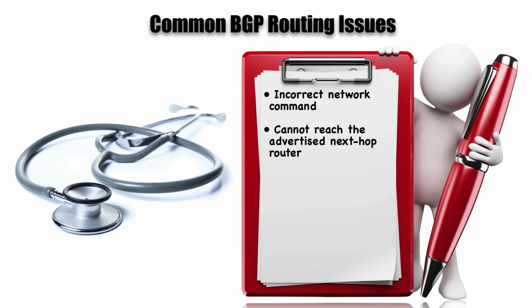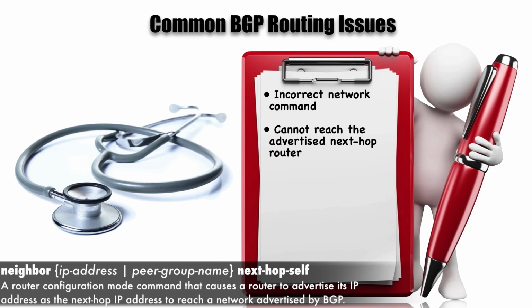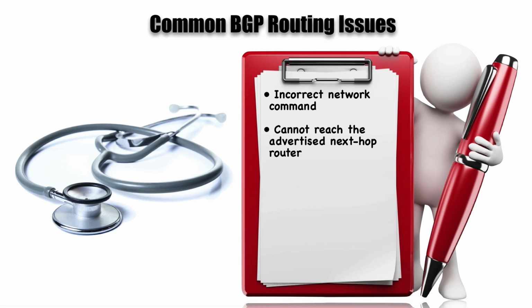One way we could address that is to redistribute BGP into an IGP. We could alternately set up a static route to tell the router how to get to that next hop address. However, we could go into the BGP router configuration of a router and say neighbor, and then we give the neighbor's IP address or peer group name, and then we say next-hop-self. Next hop self is going to cause a router to advertise its IP address as the next hop IP address when it's sending a BGP routing update to an iBGP neighbor. Those are a few different ways we might be able to address an issue where a router within an autonomous system is not able to reach the next hop router advertised in the BGP advertisement.